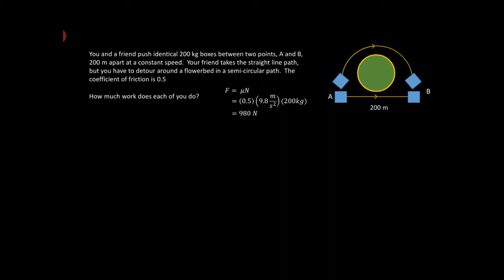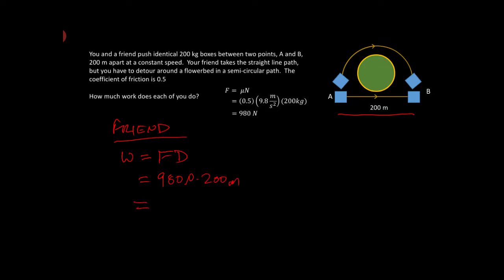All right, so let's see. What are we going to do? Well, first we'll do the easy one. I mean, they're just as easy. We've already told you how easy they are. You've got a friend over here, so we'll calculate for your friend first. That's W equal to the force times the distance. And the force is 980 newtons times your distance, which is 200 meters.